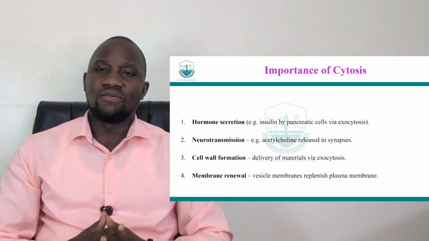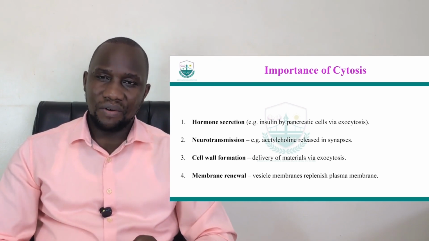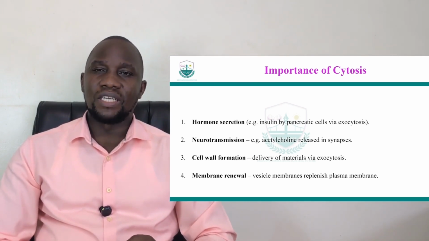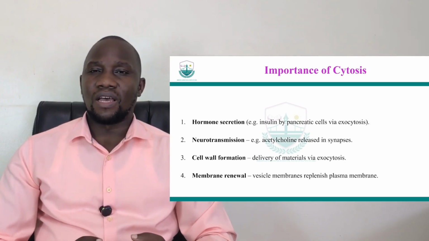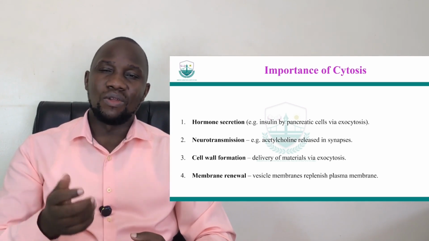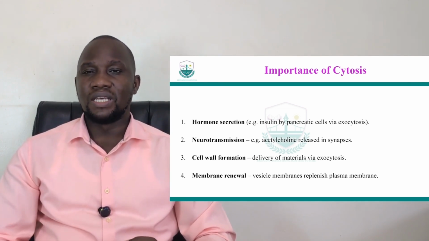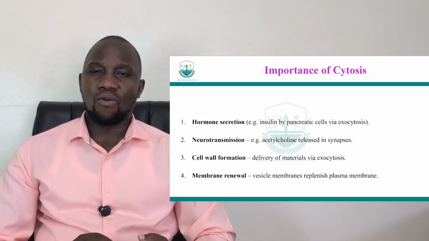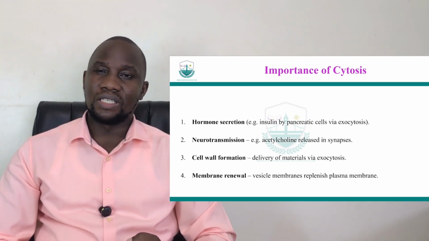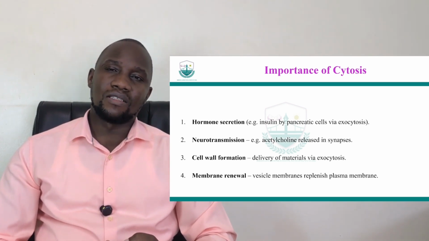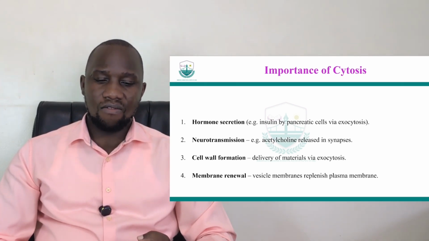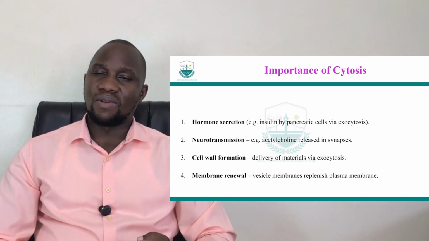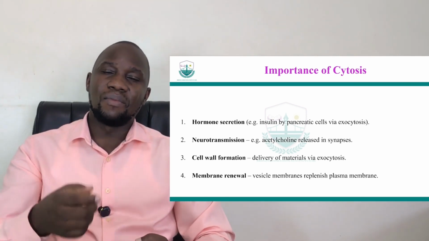So this bulk movement of this content is very important in capturing pathogens, in capturing nutrients, and also in getting liquid components through pinocytosis. So white blood cells use phagocytosis, which is a form of endocytosis. And then when you have the vesicle membrane fusing with the plasma membrane, it means that the plasma membrane is being replenished.